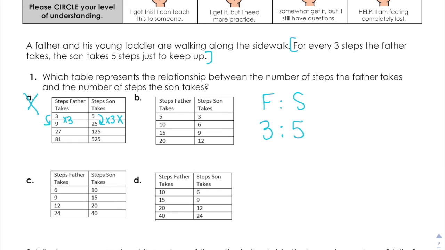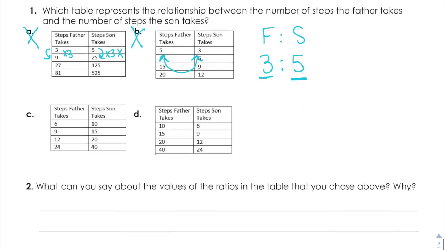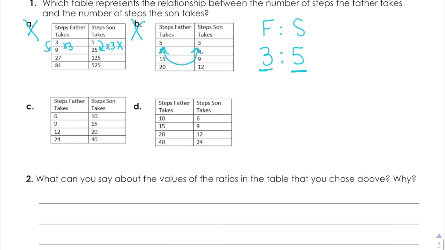Okay. B, steps the father takes 5, steps the son takes 3. Well, look, they have these reversed. We have 3 for the father and 5 for the son, so B is wrong. C, it says father takes 6 steps, son takes 10. If I were to double our original ratio, multiply by 2, I would get 6 to 10. So that one works, but let's make sure we're multiplying the same both ways.